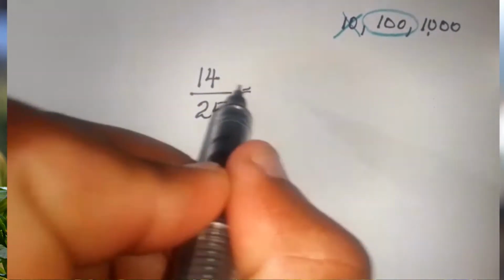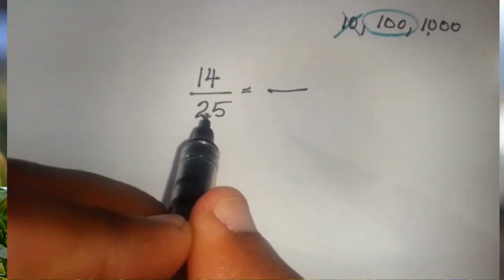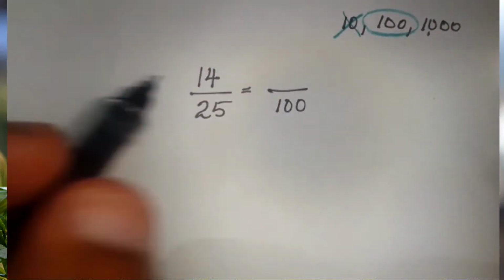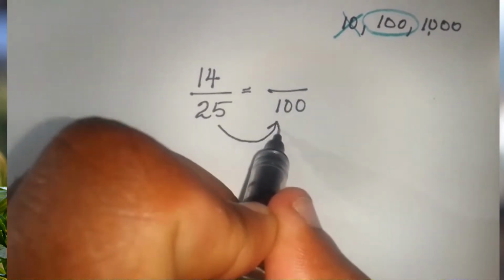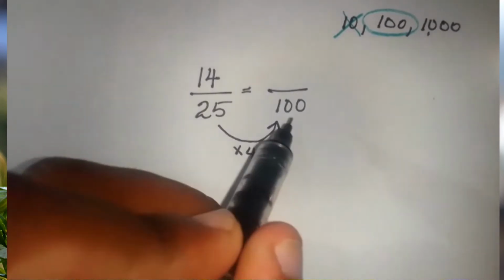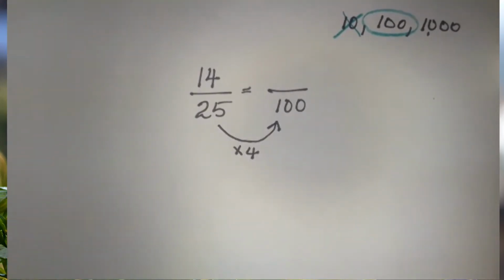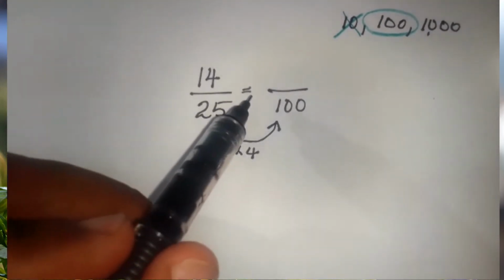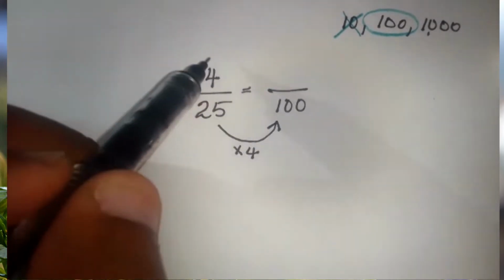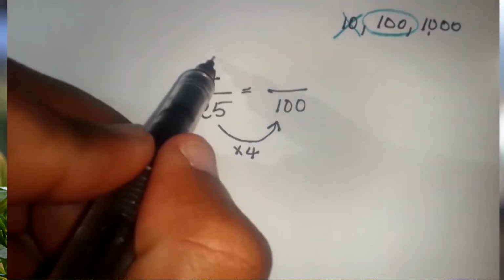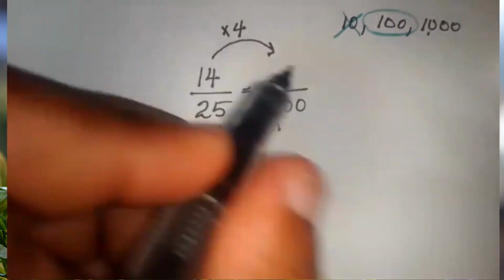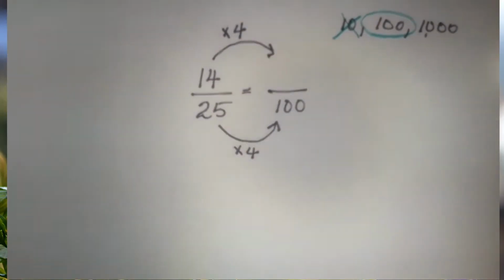So the question is, how do I move from 25 to 100 by multiplication? Well, I have to multiply by 4. 25 times 4 will give us that 100. Now remember, it's an equivalent fraction we are making. So whatever you do to the denominator, you have to do to the numerator. So I have to multiply the 14 also by 4 to get the new numerator, which would make that equivalent fraction.